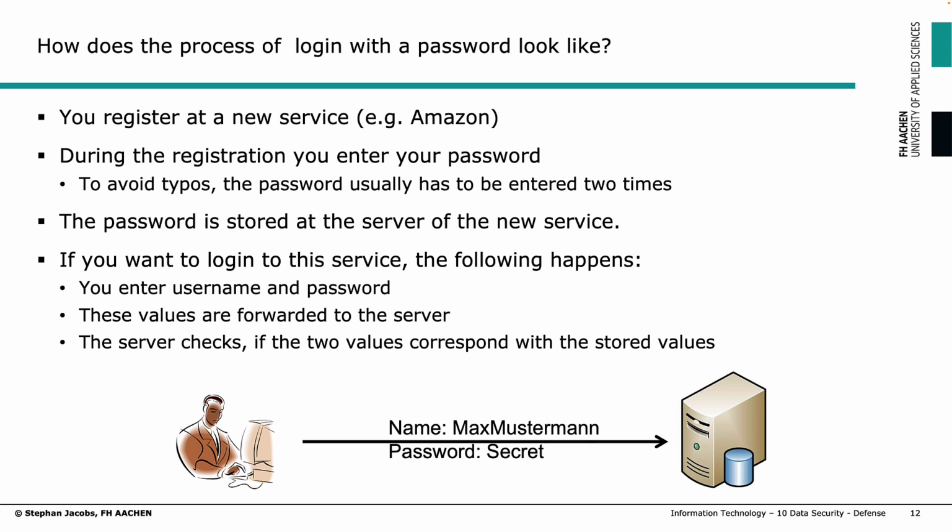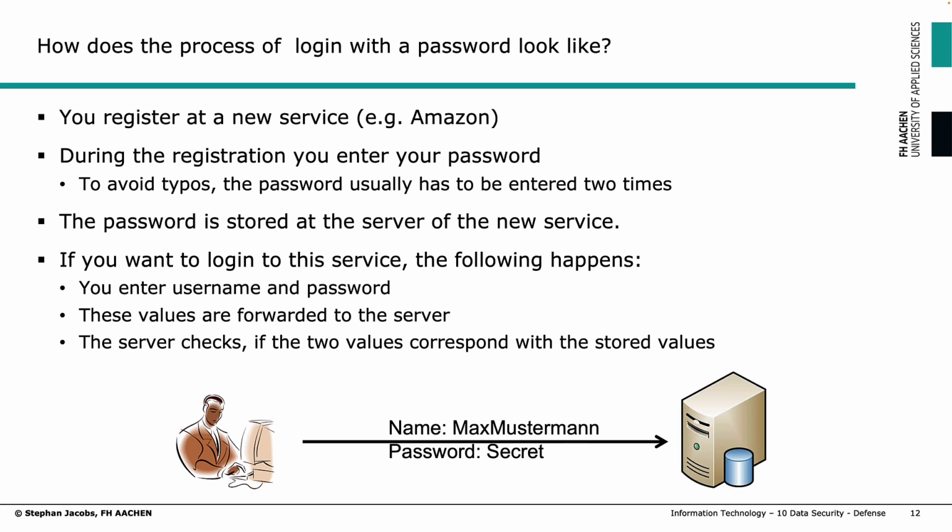How does the process of login with a password look? Simply to understand how an attacker could try to get hold of the password. Think about the first registration, for example, at Amazon. During the registration, you enter your password. And to avoid typos, the password usually has to be entered two times. The password then has to be stored at the server of the new service. In this case, it has to be stored on the Amazon server.